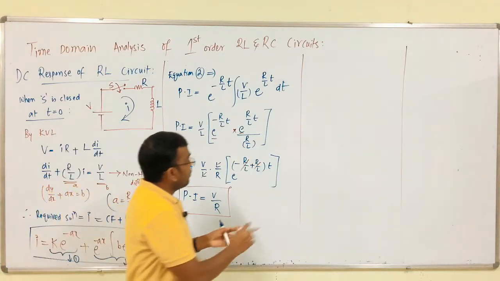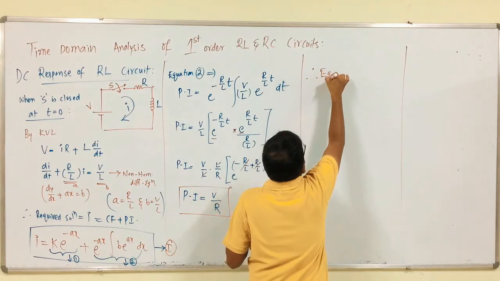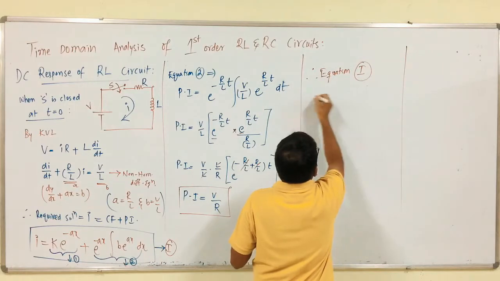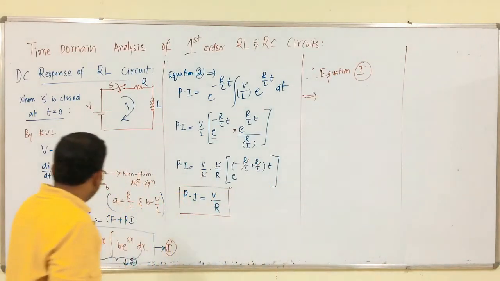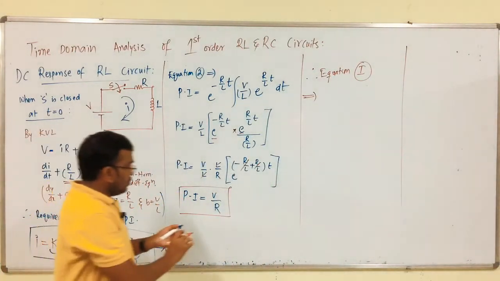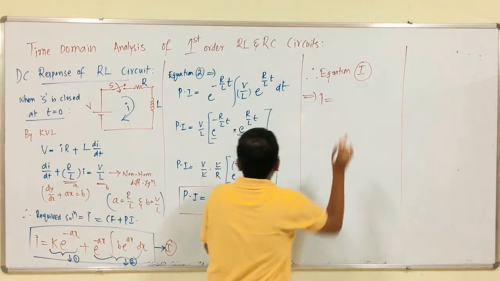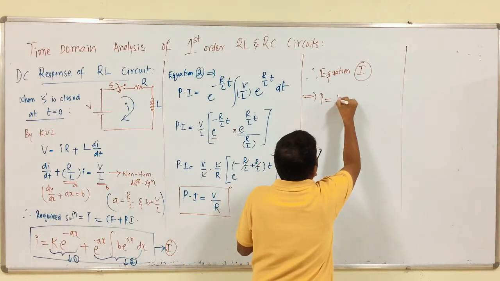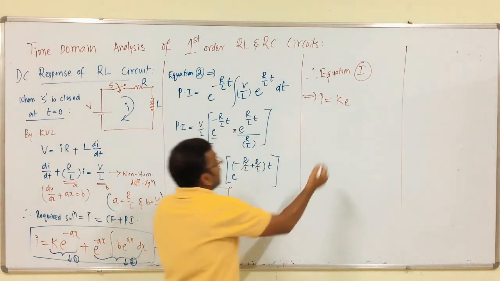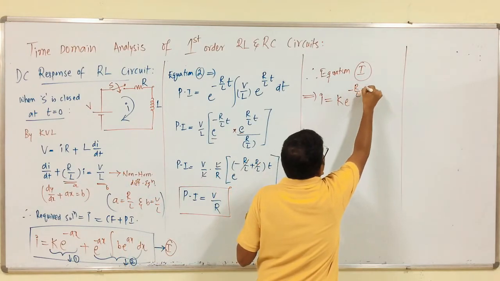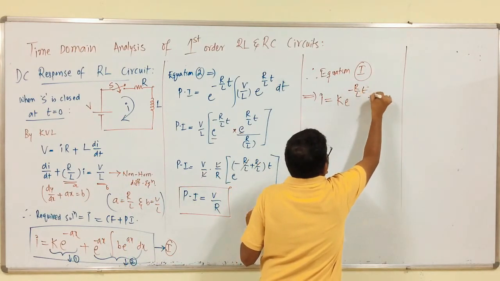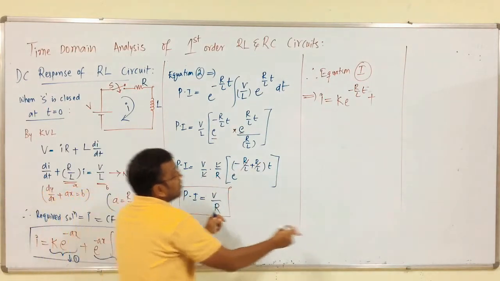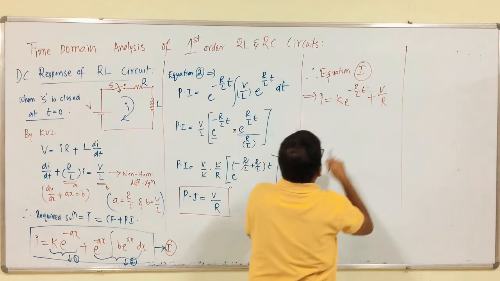Therefore, equation 1 implies I equals k into e power minus Ax, that is k into e power, what is the value of A? Minus R by L into T, plus this term. This term is nothing but V by R.